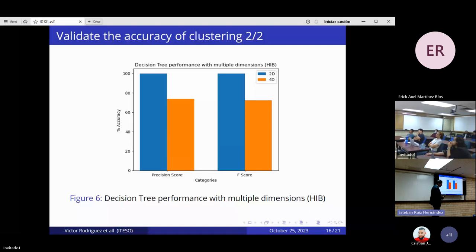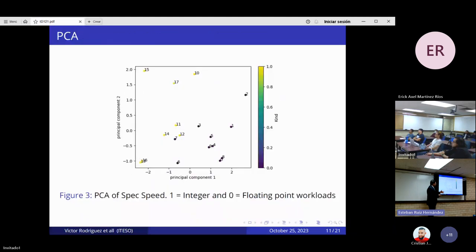To validate the accuracy, we use the F1 score algorithm to do the validation, in this case, of the supervised machine learning. The supervised machine learning was applied this way. From the 100% of data that we have in the PCA, we assume now that we know the kind of operation, if it's integer or floating point, zero or one, and then feed that into the decision tree algorithm. Then split the data, 80% for training, 20% for testing, and the 20% will be unknown. The 80% of the data will be fitted into the decision tree.